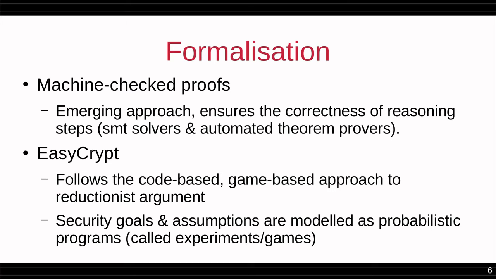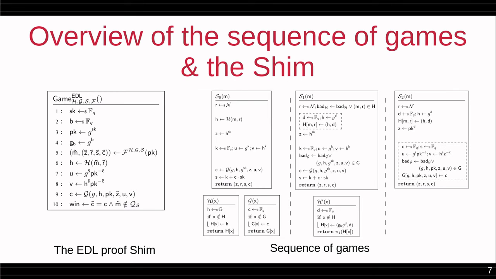designed to construct machine-checked game-based cryptographic proofs in the computational model, where games and definitions are modeled as probabilistic procedures. We formalized these definitions in EasyCrypt exactly as displayed, and also formalized the proof as described now. Here we have our intermediate games and the shim.